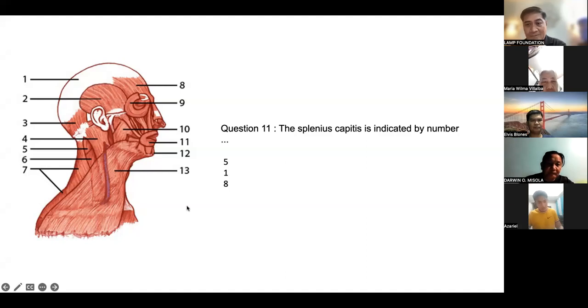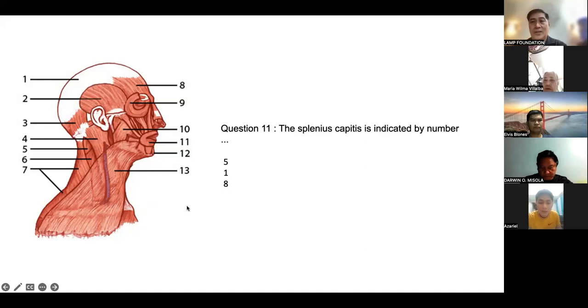Don't be nervous. Okay, splenius capitis is indicated by number 1. Kasi sabi mo number 1 is epicranial aponeurosis. 11 is Galea aponeurotica. Anong number? Okay, ano ang splenius capitis? Anong number? Wait, Doc. Di ka ba nakinig kanina? Sorry, Doc. That's an old question.